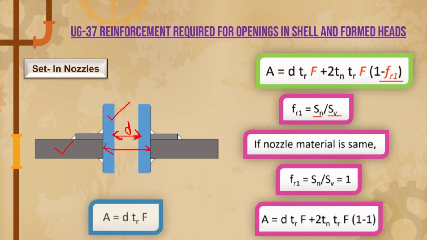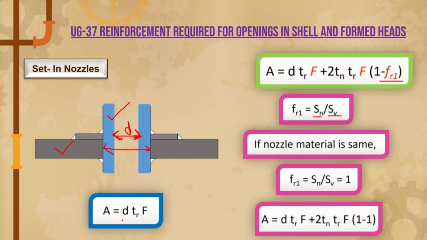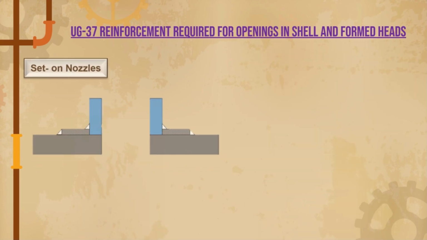So our area required for compensation is D into TR into F, because here 1 minus 1 is 0, right? This whole term becomes 0 here. Finally we get area required is equal to D into TR into F. Now let's try to calculate F. Before that, we need to consider set-on nozzles.